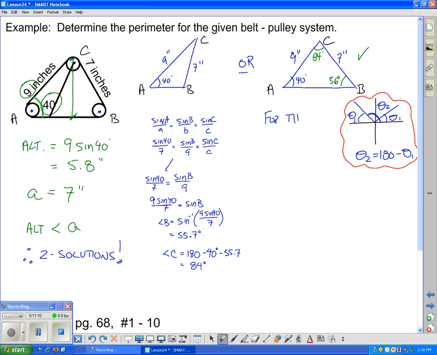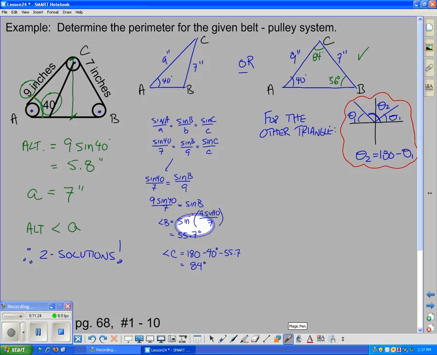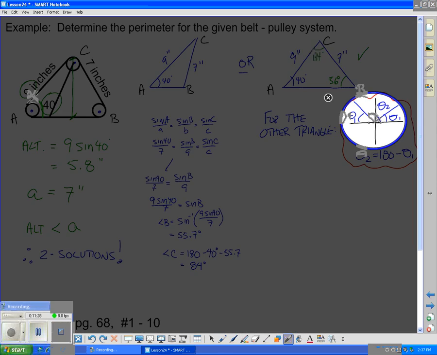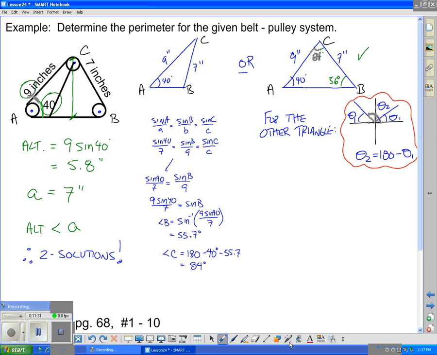So for the other triangle, we can find angle B very quickly. Angle B is the first thing we calculated, the base angle down here. It's the one that corresponds to my CAST rule that I keep referring back to. So angle B in the new triangle will be 180 minus 55.7.